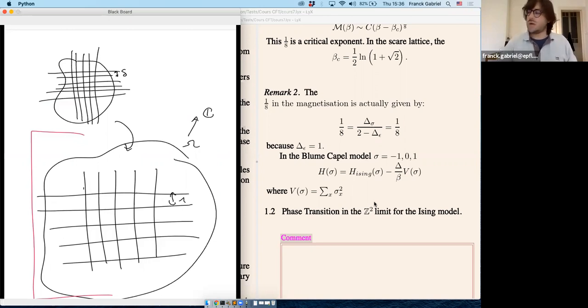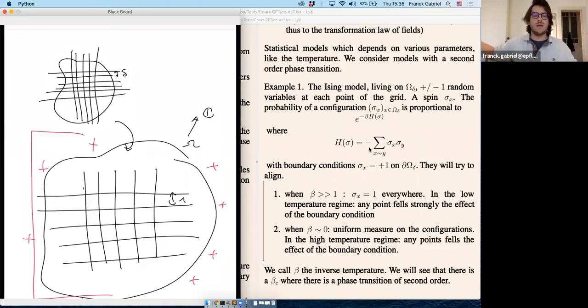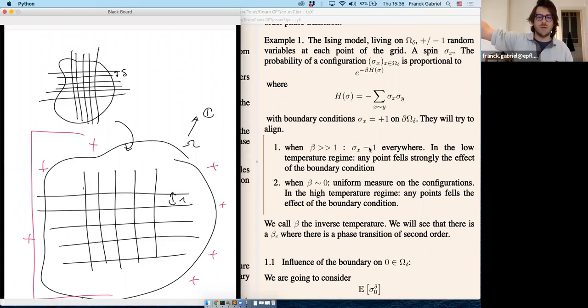Okay, so what's going to happen if I look at the Ising model where I have, let's say, plus boundary condition here. Of course, as we saw above, if beta is very large, I already feel the boundary condition a lot. So all my spins will be mostly equal to 1, they will really feel the boundary. And when beta is close to 0, I won't feel the boundary.